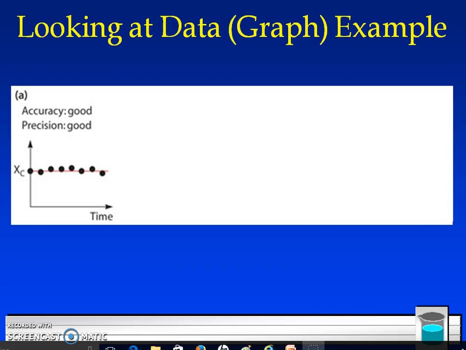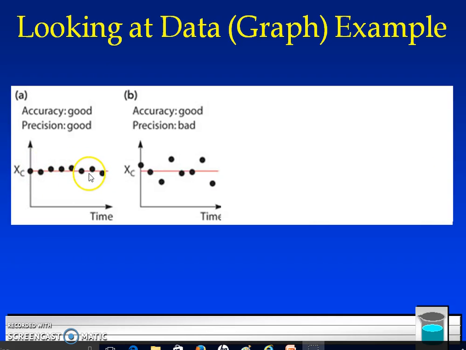So if we look at something like a graph or data, so again here, if we're trying to hit the line and all of our dots hit the line, then we have good accuracy and good precision.